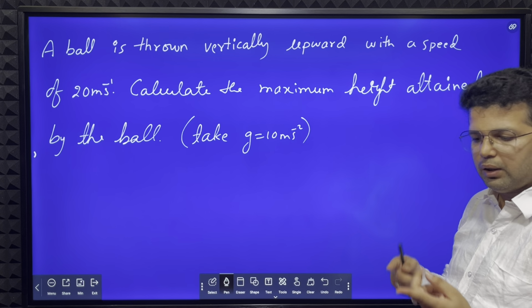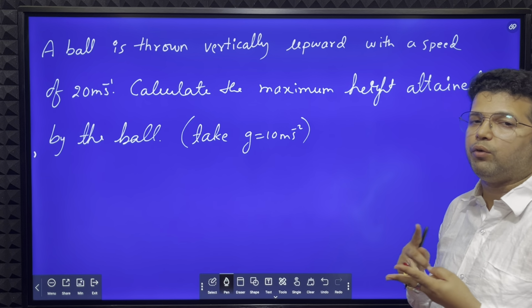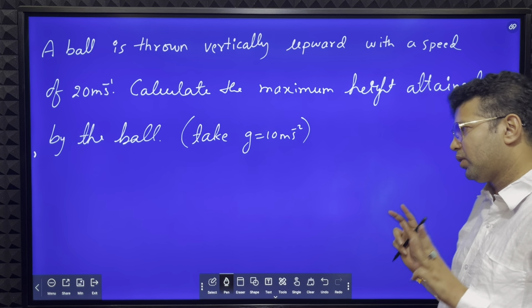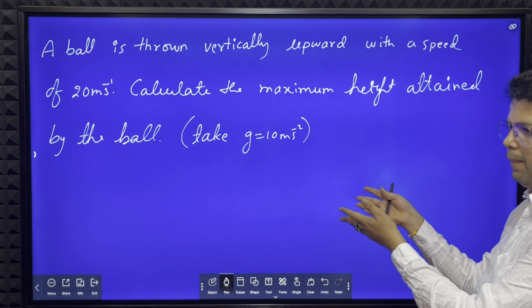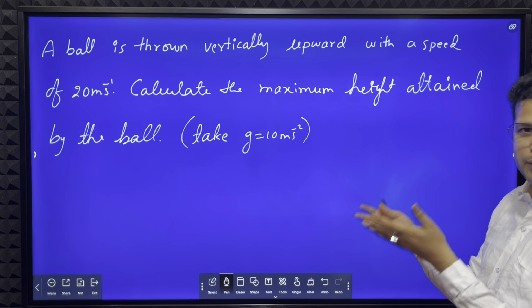One is v equal to u plus at, x is equal to ut plus half at square, and v square equal to u square plus 2ax. Out of these three, try to find out which is the suitable one. Solve the problem and give the answer in the comment section.